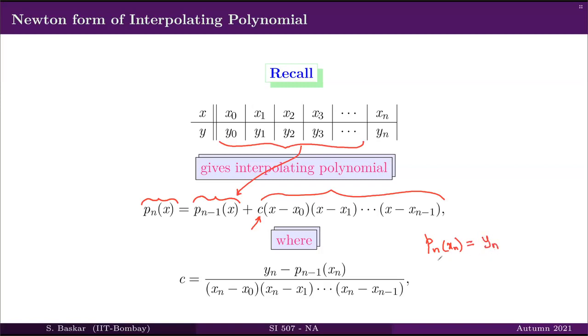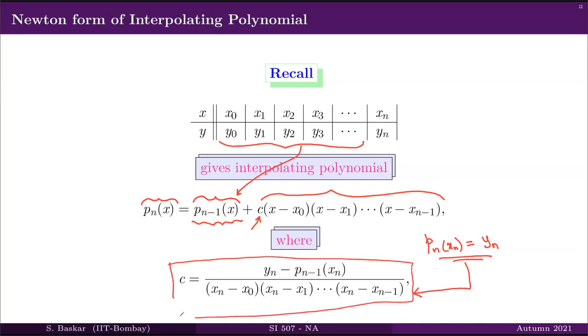Because this should also be a part of your interpolating condition, and the first n conditions are already guaranteed by your polynomial Pn minus 1 of x, right? So when you impose this condition, you can see that the constant c that you have introduced in this form will be given by this expression, right? This is already known to us. And this is, in a sense, the basic idea behind constructing the Newton's form of interpolating polynomial.